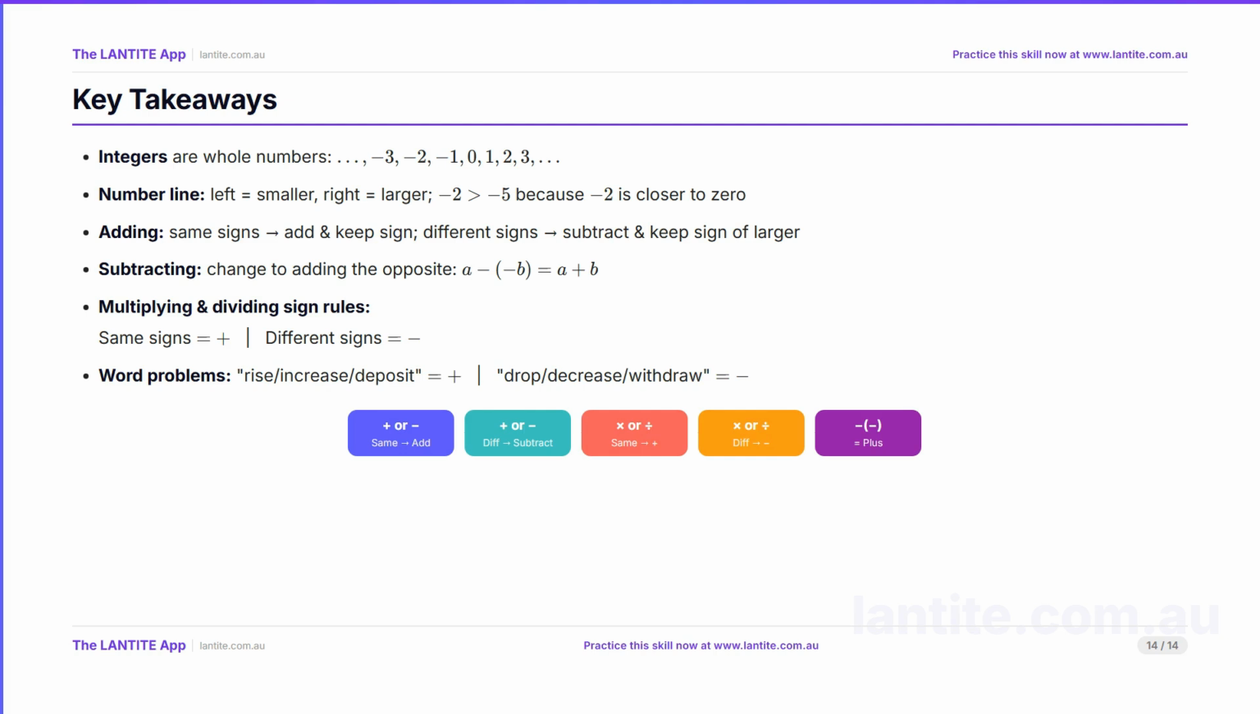In word problems, look for keywords. Rise, increase, and deposit mean add. Drop, decrease, and withdraw mean subtract. Practice these rules and you will handle any integer question on the LANTITE with confidence.